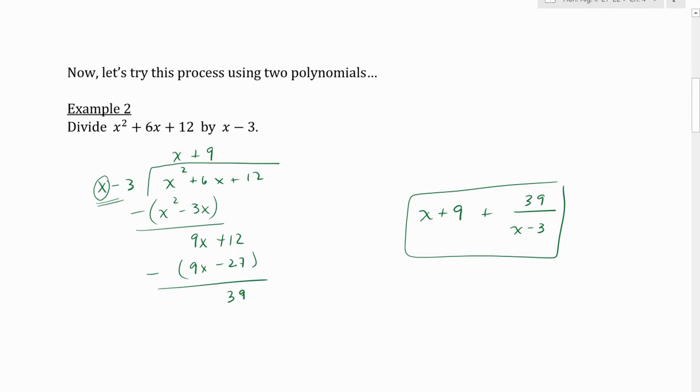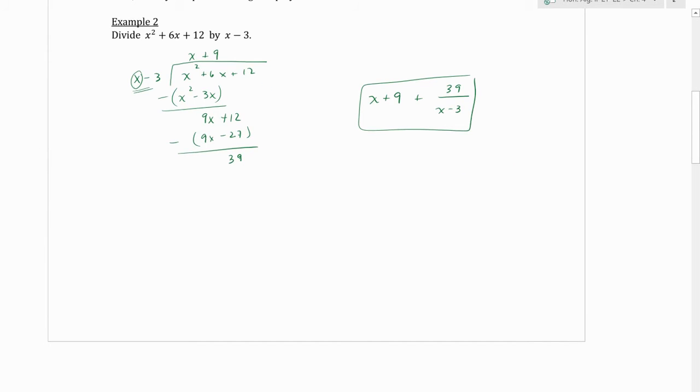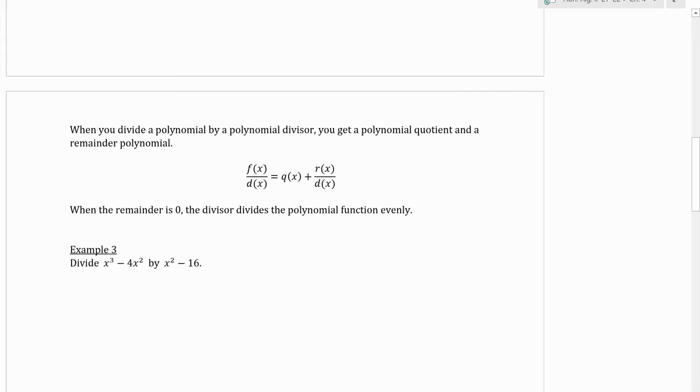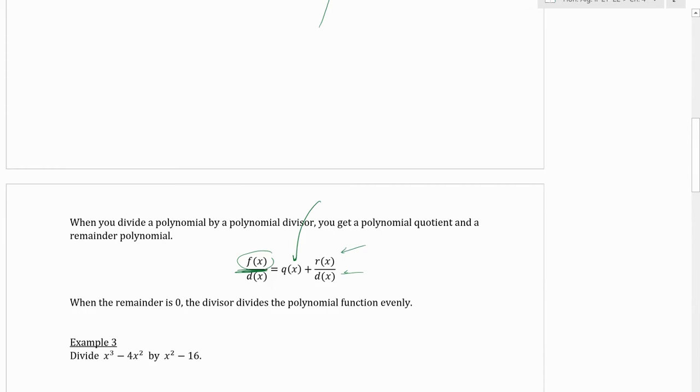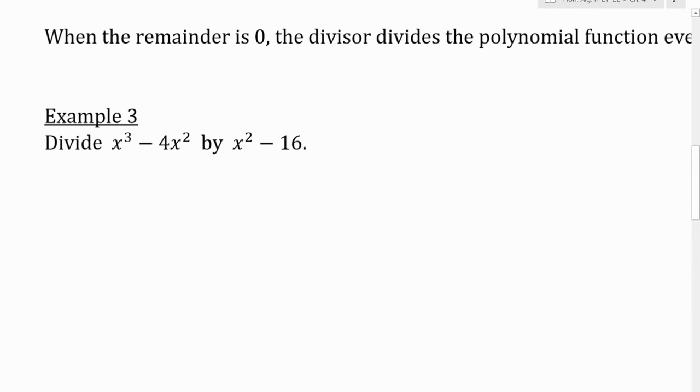Okay, so what we're doing is we're taking a polynomial function, dividing it by some divisor that's a polynomial, and you end up with a quotient, which was this, plus some remainder out of what you were dividing by in the first place. Okay, so let's try another one.